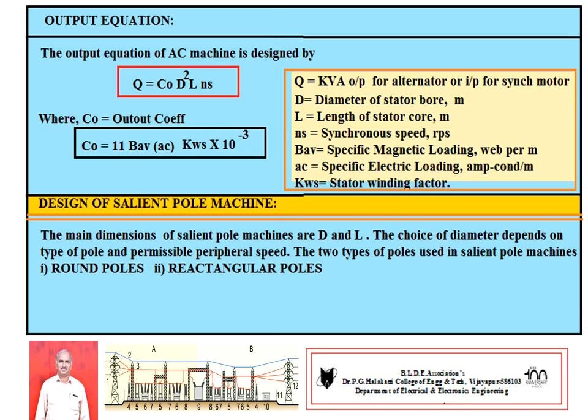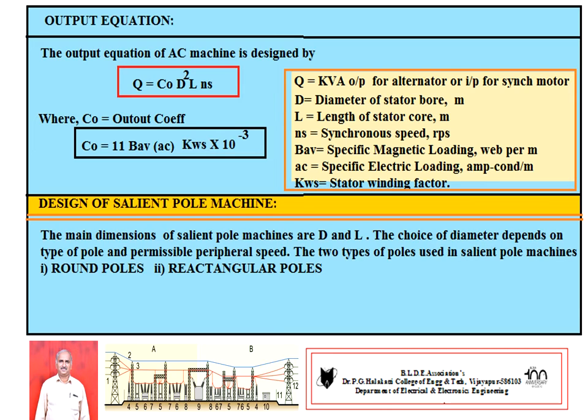Getting the idea? All of you are going to be benefited. So, Q equal to C naught D square L N S. What is the Q? KVA rating of alternator. In case of generator, it is output. In case of motor, it is input. So, C naught is the output coefficient, equal to pi square times B average AC kWs into 10 to the power of minus 3.